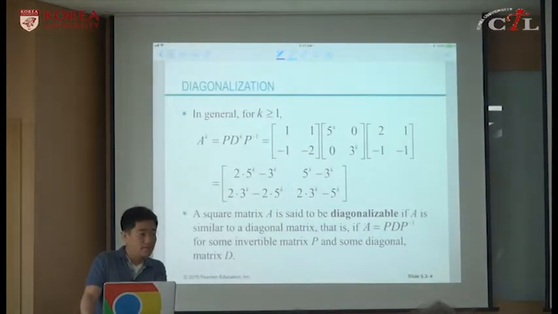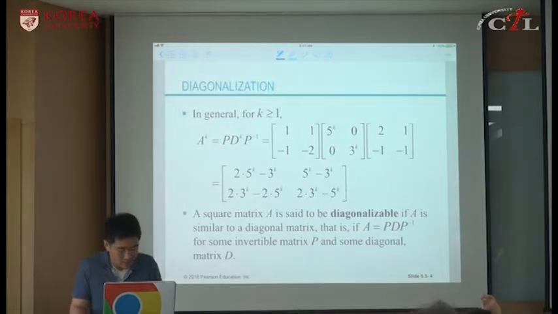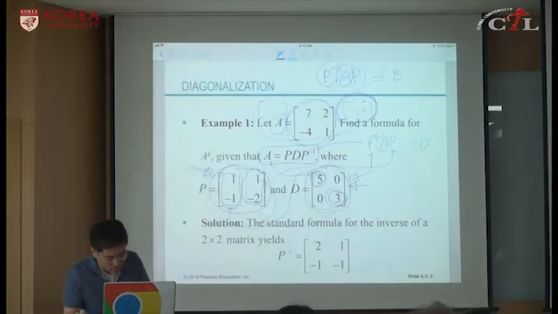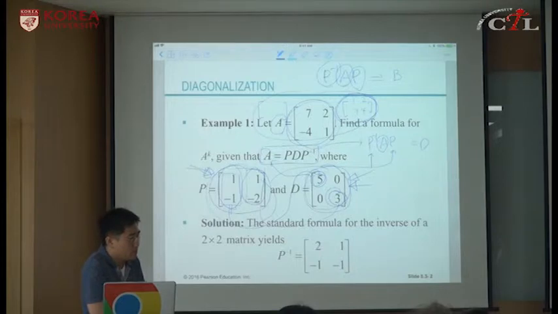Okay, and then what would be the exact condition for that? In general, if your matrix can become a diagonal matrix through this similarity transformation, then your matrix is called diagonalizable, okay? So your matrix can become a diagonal matrix through the similarity transformation.